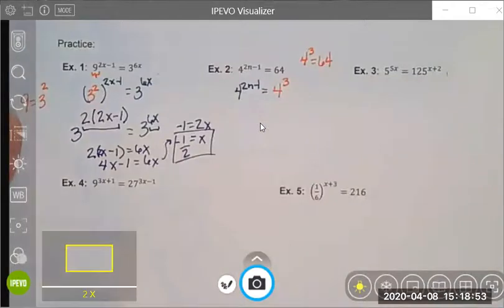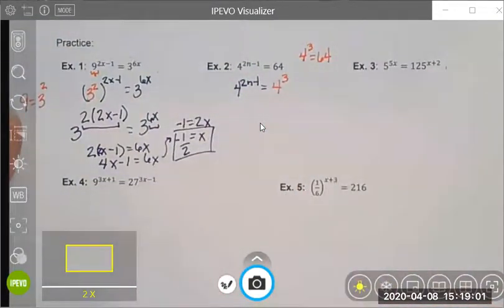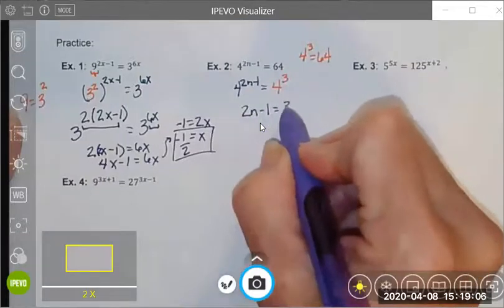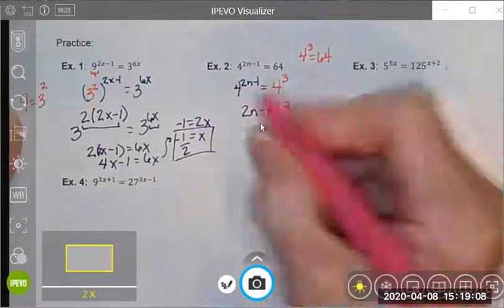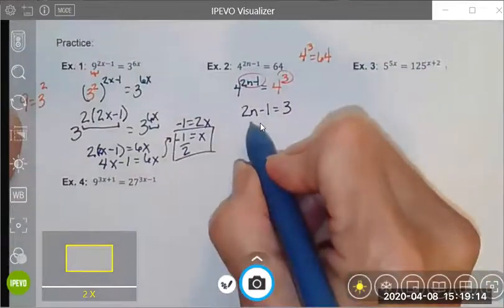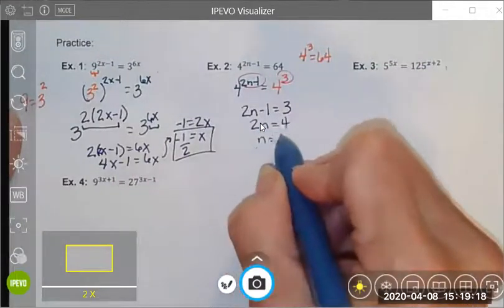Because my bases are the same, and I have no exponents to simplify, I just set the exponents equal to each other. And when I do that, I end up with 2n minus 1 equals 3. Those are the exponents for my common bases. Solve this little puppy. I end up with 2n equals 4, n equals 2.